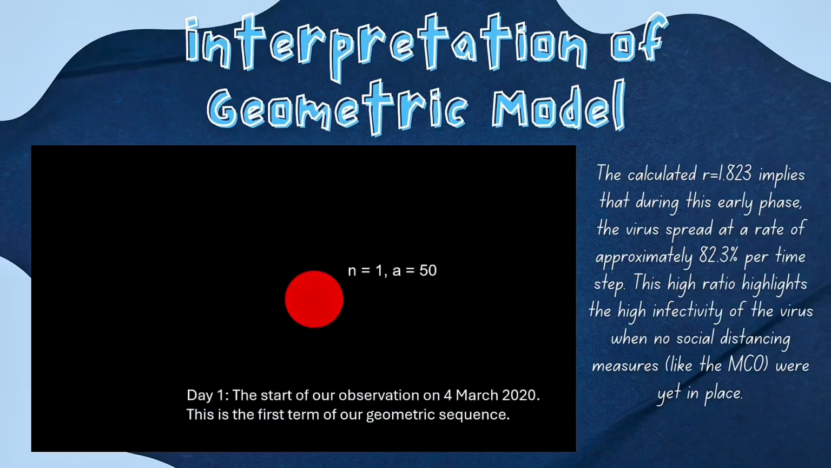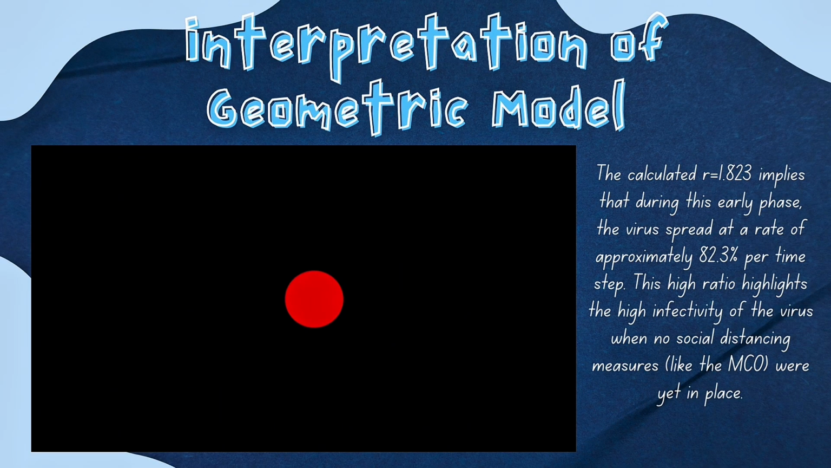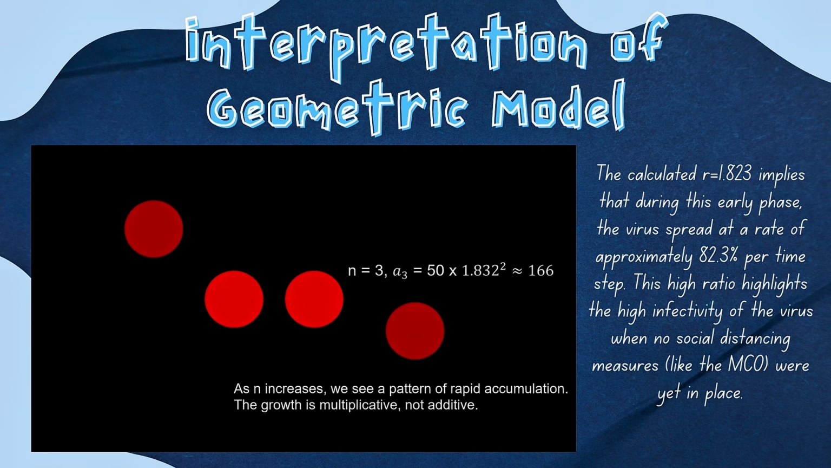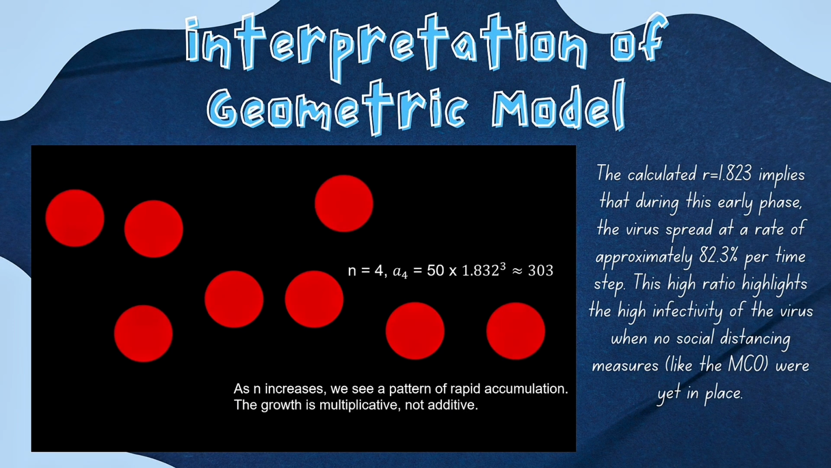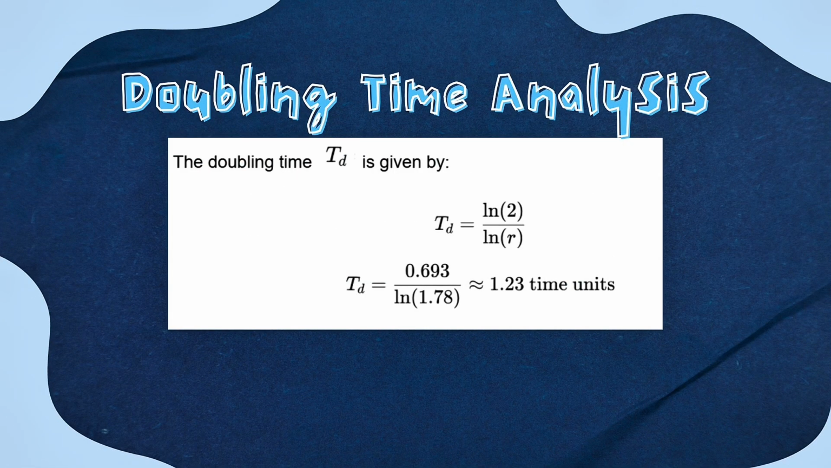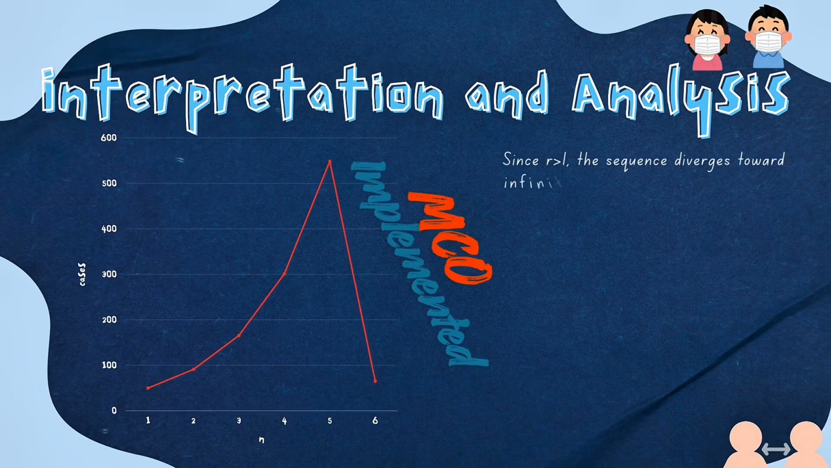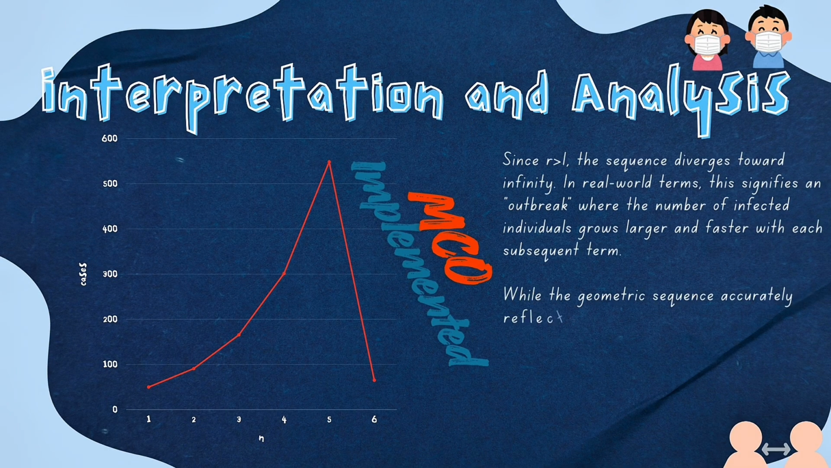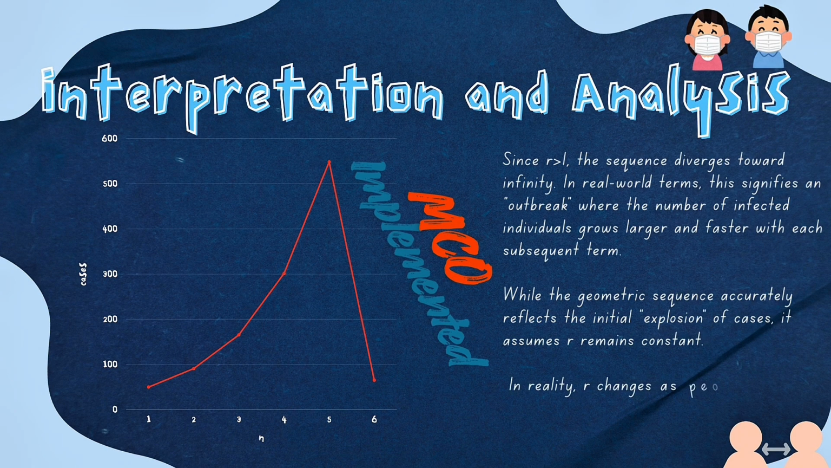The calculated r equals 1.823 implies that during this early phase, the virus spread at a rate of approximately 82.3% per time step. The high ratio highlights the high infectivity of the virus when no social distancing measures like MCO were yet in place. The doubling time t_d is given by t_d equals 1.23 time units, as shown in the formula below. This indicates that during the early outbreak phase, the number of confirmed cases in Malaysia approximately doubled every 1 to 2 time intervals, consistent with rapid epidemic growth.